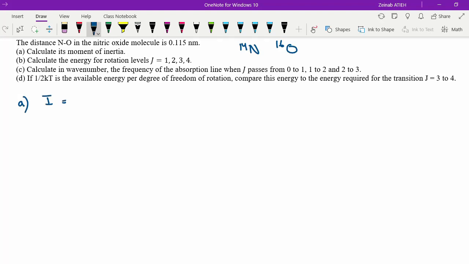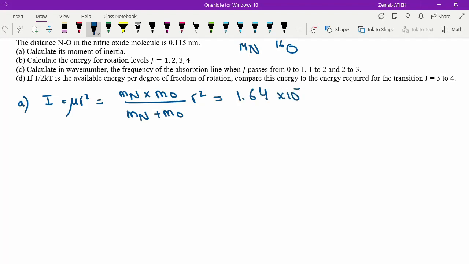I is equal to mu r squared. Mu is the mass of nitrogen multiplied by the mass of oxygen over the mass of nitrogen plus the mass of oxygen, and you have r squared, you have everything. Just substitute, you will get your answer 1.64 times 10 to the power minus 46 kilogram meter square, and this is the moment of inertia.